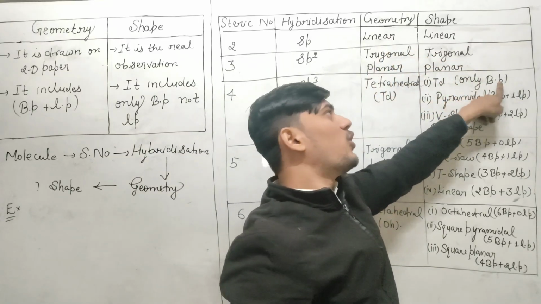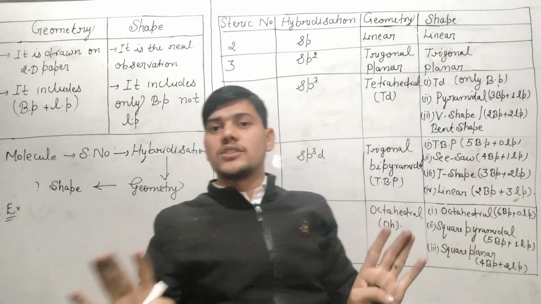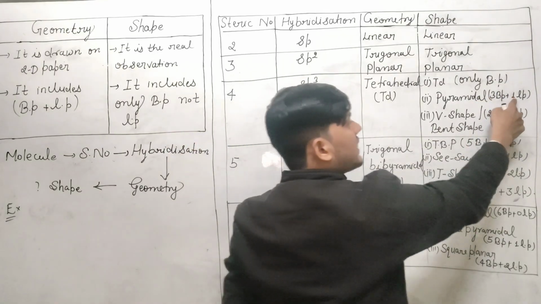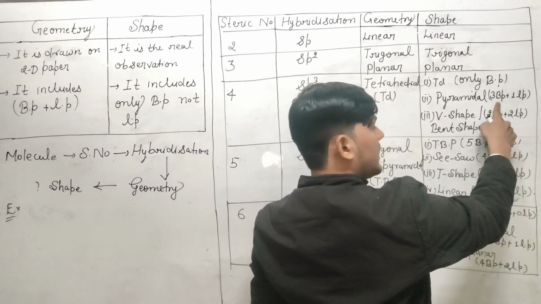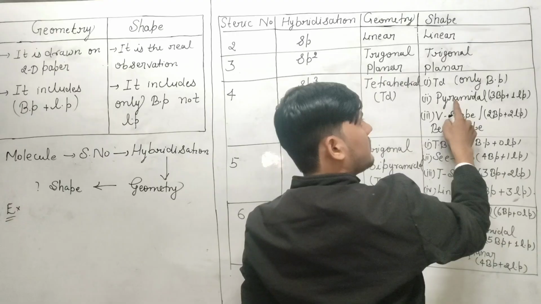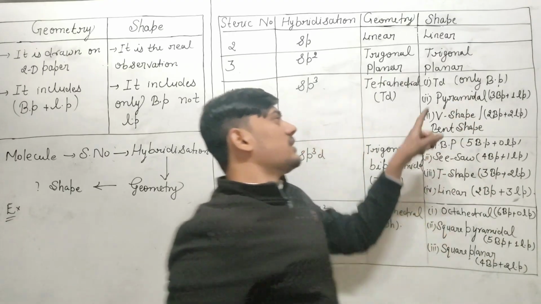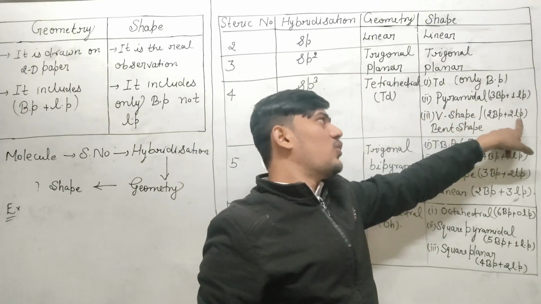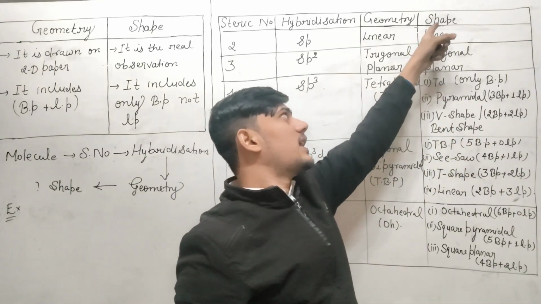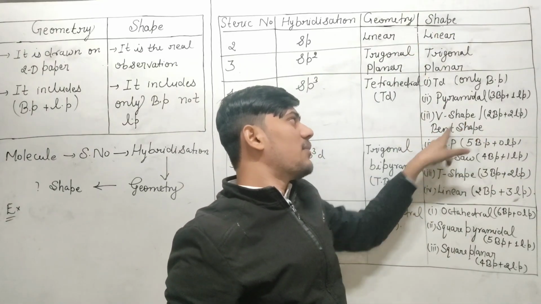That is if only bond pairs are present and no lone pair is present on that molecule. But if one lone pair and 3 bond pairs are present, then the shape of the molecule will be pyramidal. If 2 bond pairs and 2 lone pairs are present in the molecule structure, then we can say that the shape of the molecule will be V shape or bent shape.